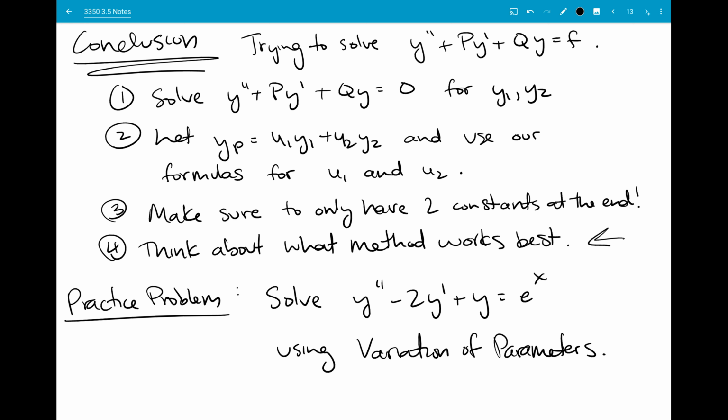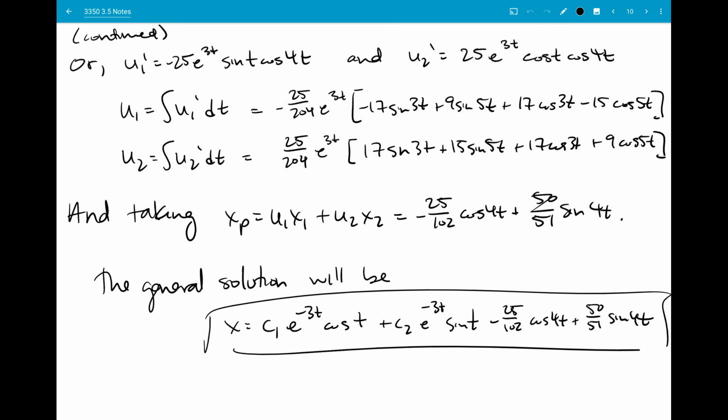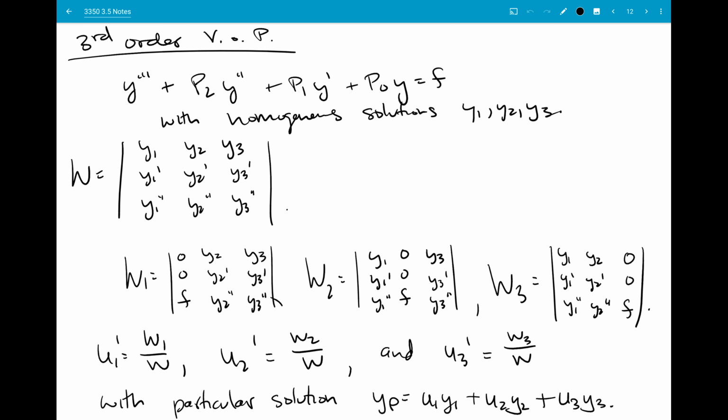So in my experience, students tend to really like variation of parameters because it has a formula, but I just want you to know that sometimes it's not the easiest thing to do, and you create a big mess for yourself by not recognizing that another method might be easier.